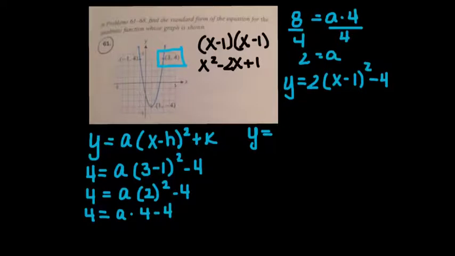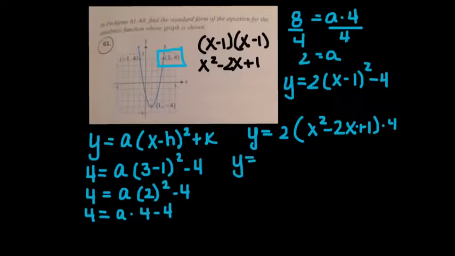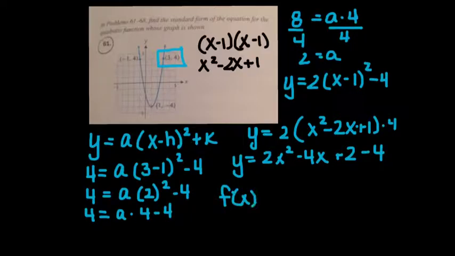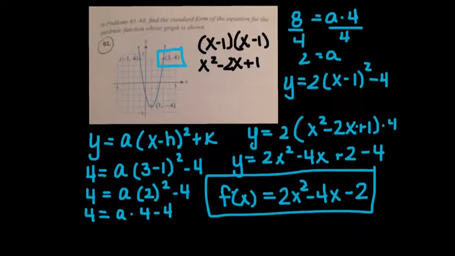So when I come back to my equation, I have 2 times, when I squared that x minus 1, I got the x squared minus 2x plus 1, and I still have the minus 4. Now I can distribute the 2, which gives me y equals 2x squared minus 4x plus 2, and I still have the minus 4. My final step, since I want this as a function, instead of y, I will put f of x equals 2x squared minus 4x. The plus 2 minus 4 combines to minus 2. So here is the function that represents this graph written in standard form.